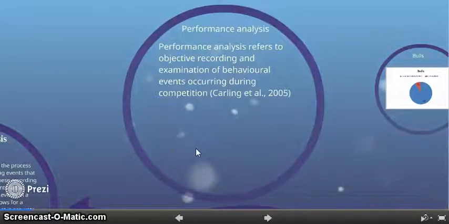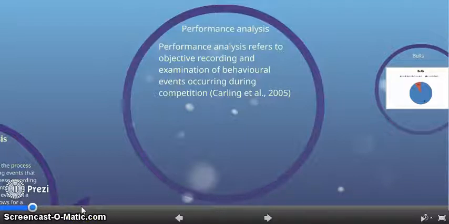First of all, what is performance analysis? According to Carling et al. 2005, performance analysis refers to objective recording and examination of behavioral events occurring during competition. It is also the provision of giving objective feedback on the performance and trying to gain a positive change out of that feedback. Essentially, it is about telling the athlete what occurred as opposed to what they perceive to have happened.